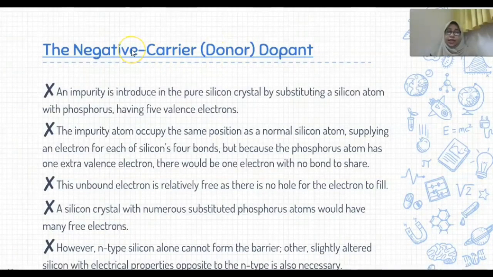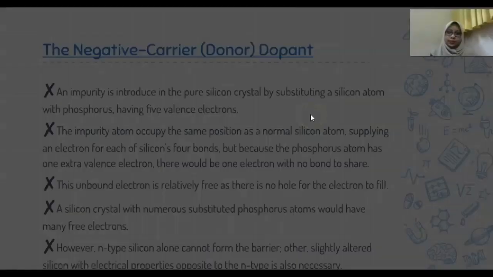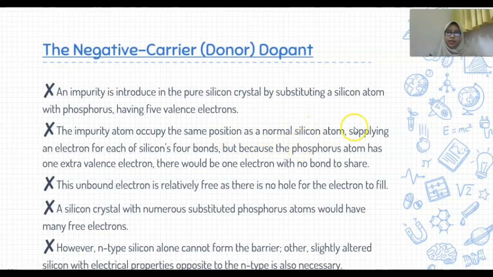So next I will continue about the negative carrier dopants, which also act as a donor. An impurity is introduced in the pure silicon crystal by substituting a silicon atom with a phosphorus. Phosphorus have 5 valence electrons. The impurity atom can occupy the same position as the normal silicon atom. This means that this is the silicon atom, so impurity can occupy here the normal silicon atom position by supplying an electron for each of the silicon 4 bonds.